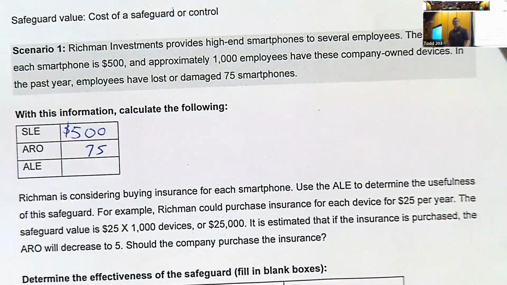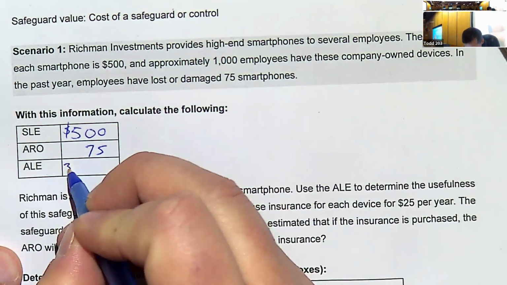So ultimately, how much money do we lose every year because of people losing their phones? 37,500. 37,500, right? We have to do math.